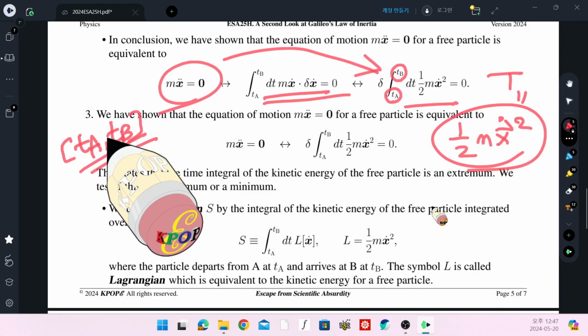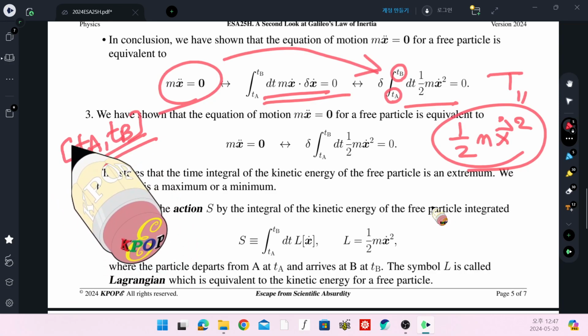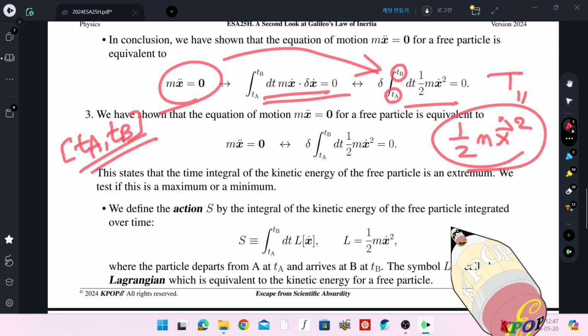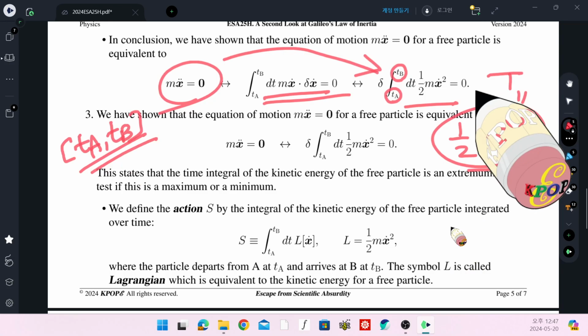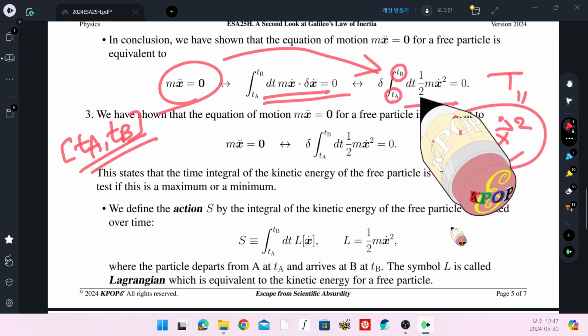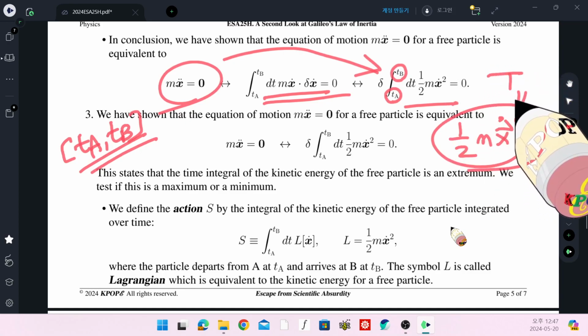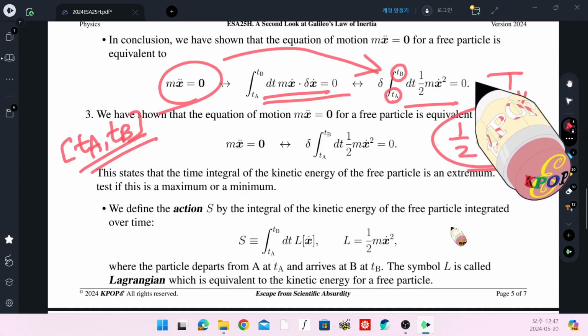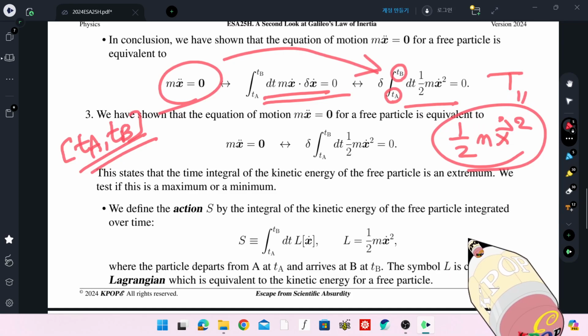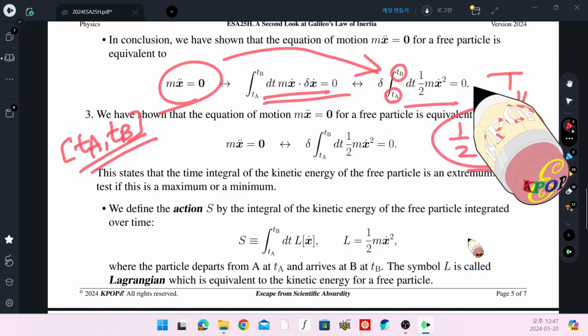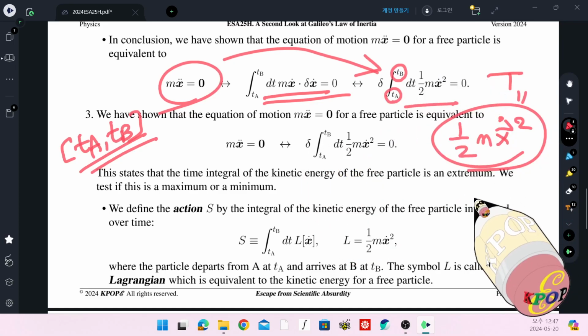where the integration domain starts from the starting point to the end point, is zero. The variation of the time integral of the kinetic energy is zero. What's that? It is an extremum, either the maximum value or minimum value. Only if it is the case, this variation should be zero at order delta.